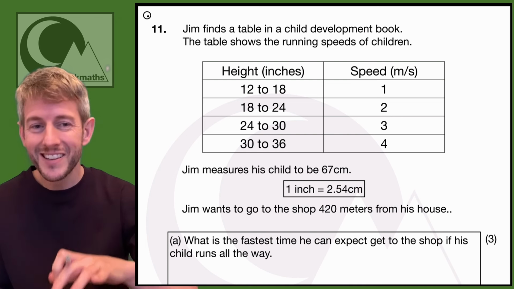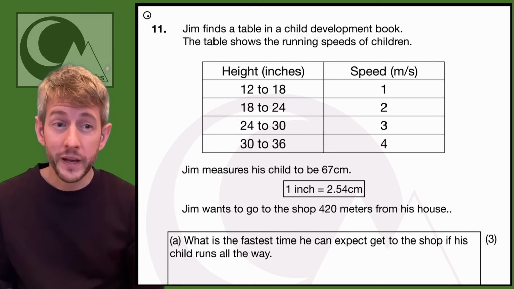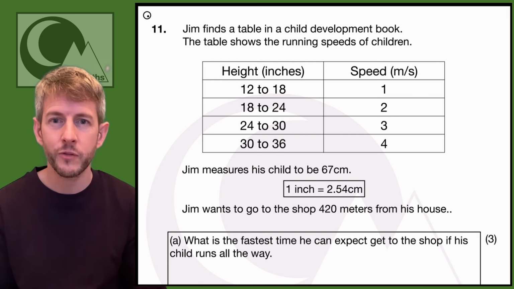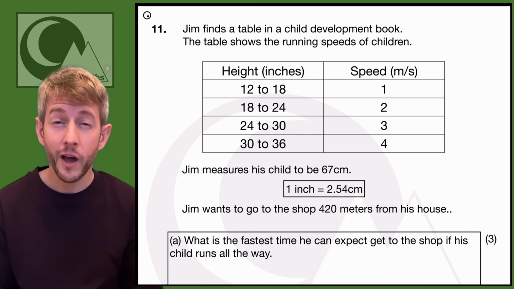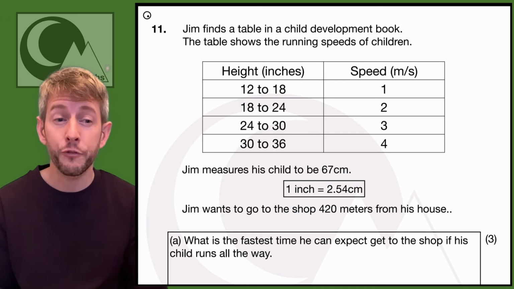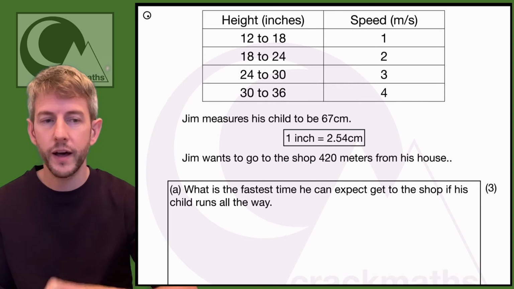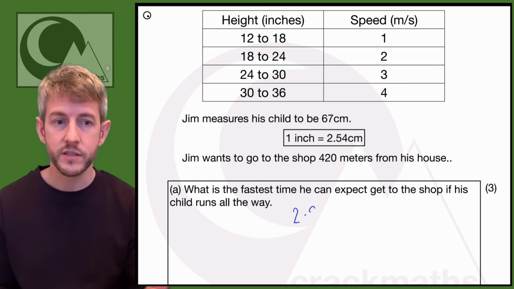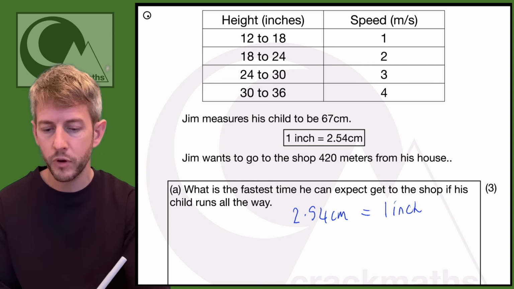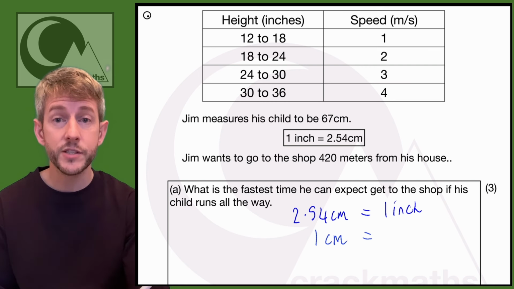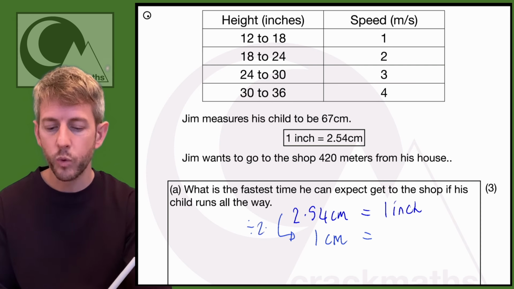Okay, right. There are a couple of things we've got to do here. First of all, we need to work out which height category Jim's son falls into. Once we know that, we've then got to work out how fast he could potentially get to the shop, knowing how many meters he can travel in 1 second. So first of all, let's convert Jim's son's height into inches. I'm going to write the formula this way around: 2.54 cm equals 1 inch. I'm then going to change this so that I know how many inches 1 centimetre is.